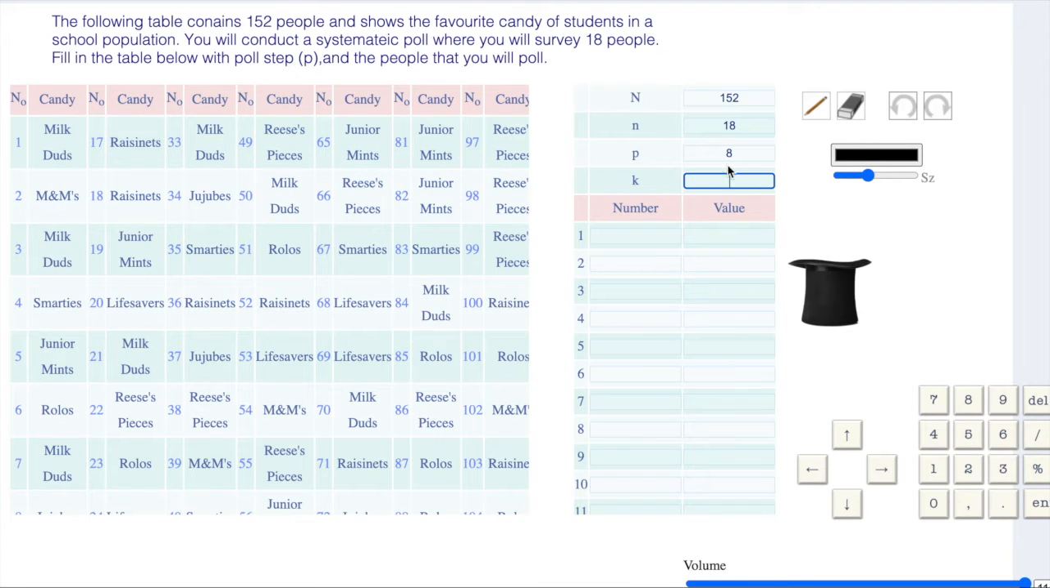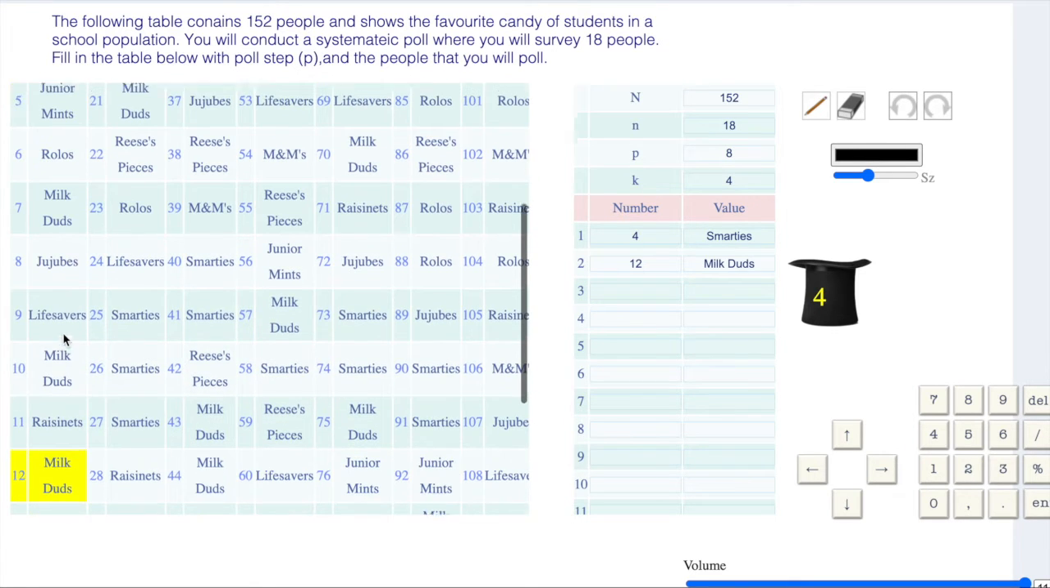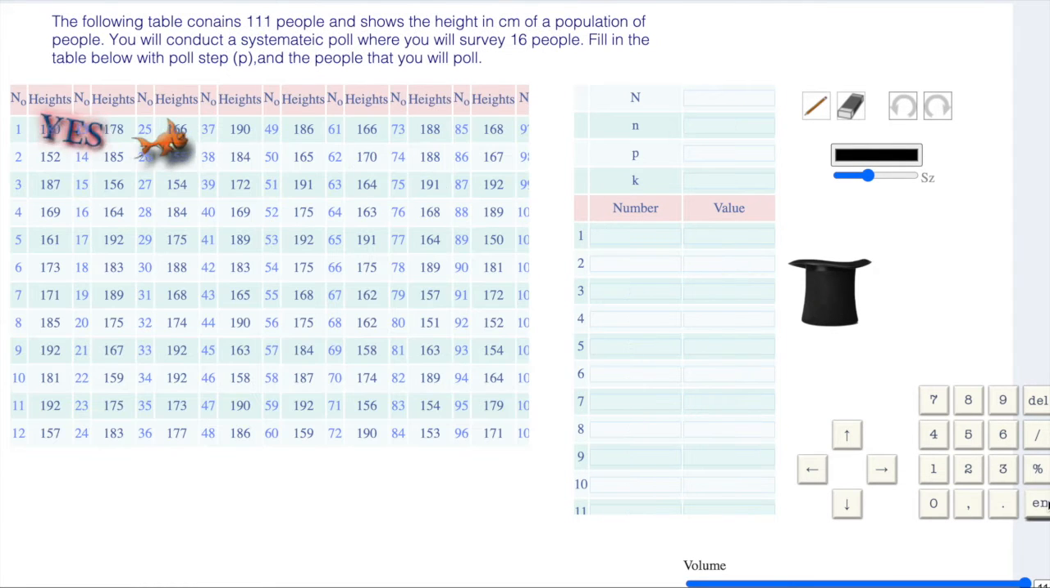Then we pick a random number between 1 and 8. We picked 4. Write the 4 here, and then I'm starting with person number 4. Then I'm going to be going up by the poll step, by 8. Person 4, person 12, person number 20, number 28. And then we press enter to see if we're right.